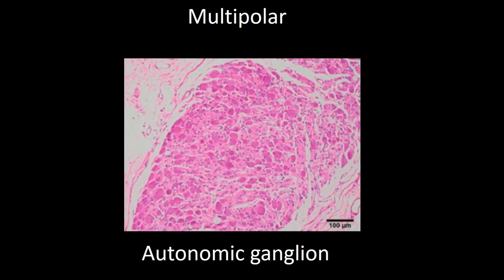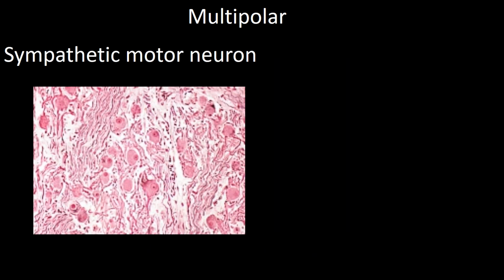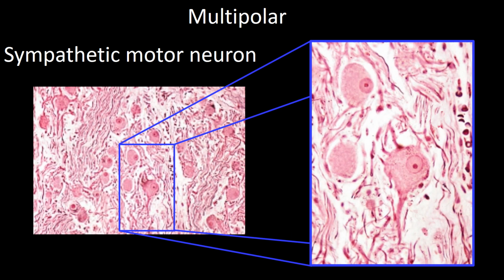Multipolar cells are also found in the parasympathetic and sympathetic ganglia. These ganglia house the motor neurons of the peripheral autonomic system. This specimen was taken from a sympathetic ganglion. In this enlargement, you can see the characteristics of these cells, their eccentric nucleus and nucleolus.